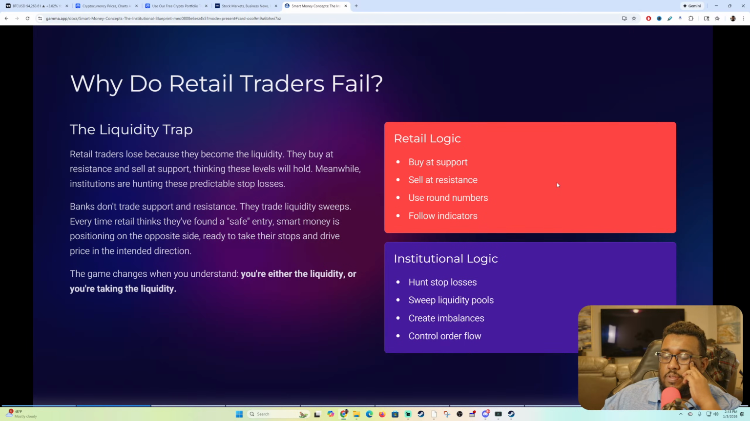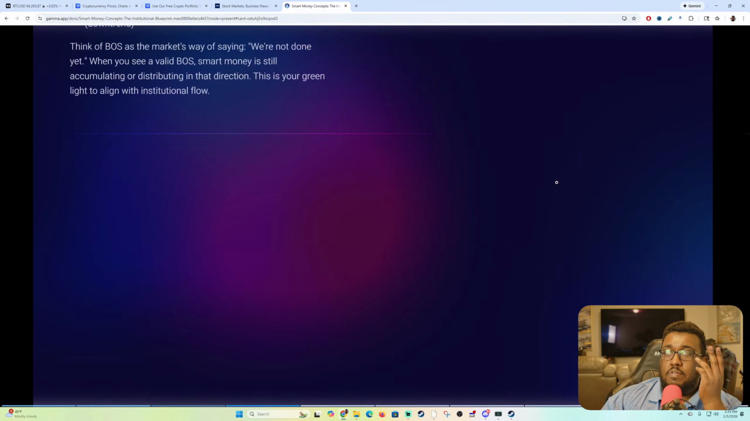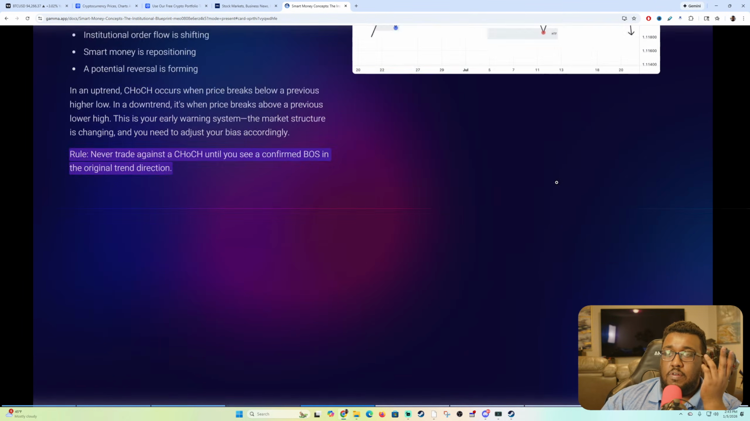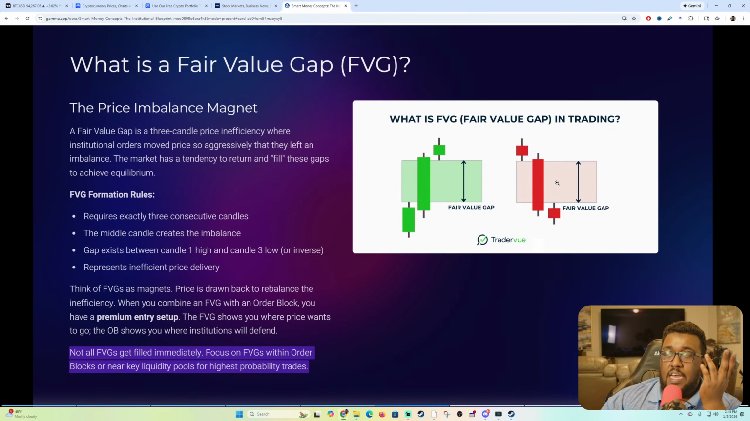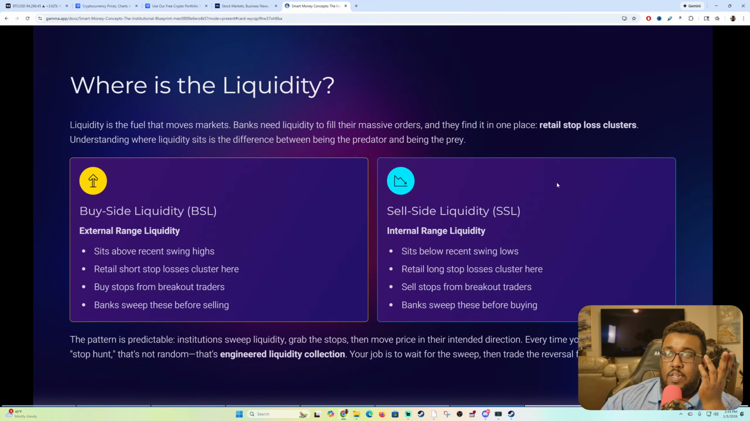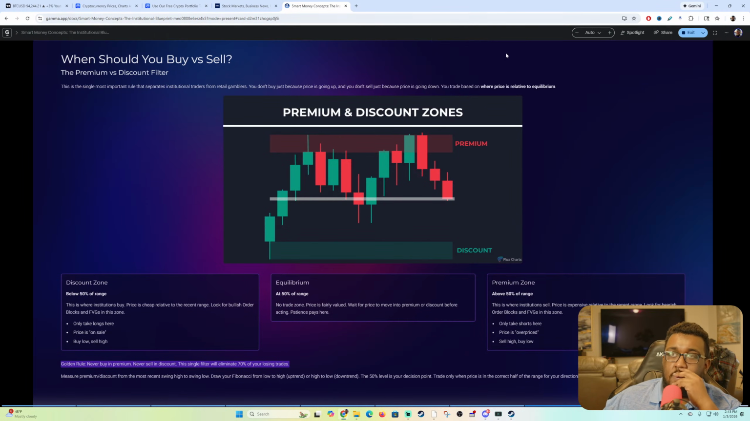Oh, really makes me want to do that. Okay, there we go. But it talks about why traders fail, the logic behind retail versus institutional logic, break of structure, change of character, order blocks, fair value gap, liquidity, buy sell zones, premium discount zones, discount zone, equilibrium versus premium zone. Oh, and that's it. I ran out of slides. There's only a few of them I can do.